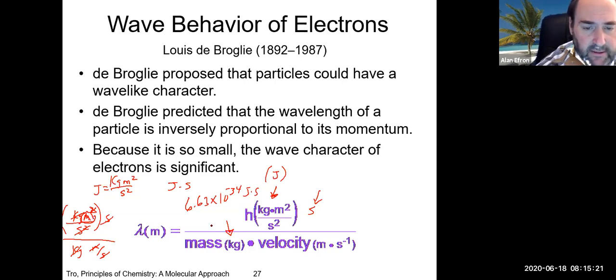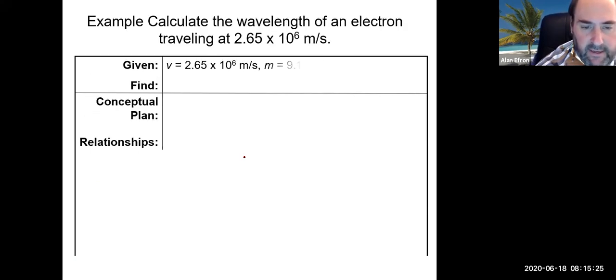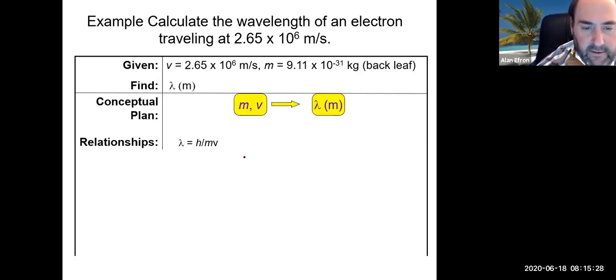Any questions on that? Okay, so I think we got one. Why don't you take a minute or two and give this a calculation. We're looking for the wavelength of an electron that's traveling at 2.65 times 10 to the 6 meters per second.